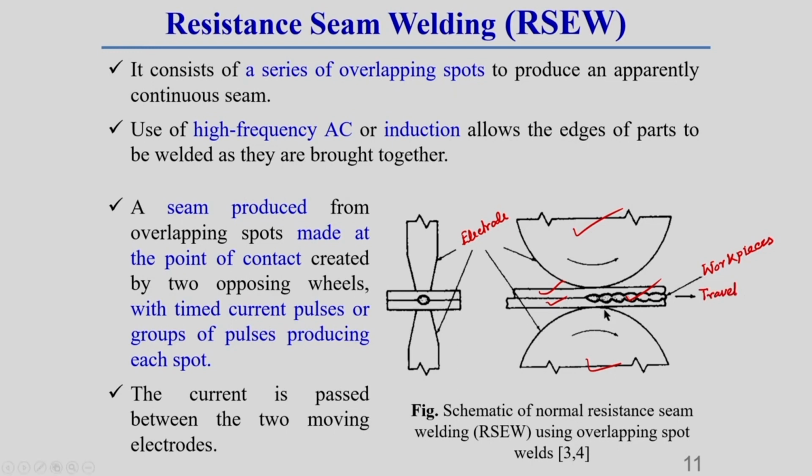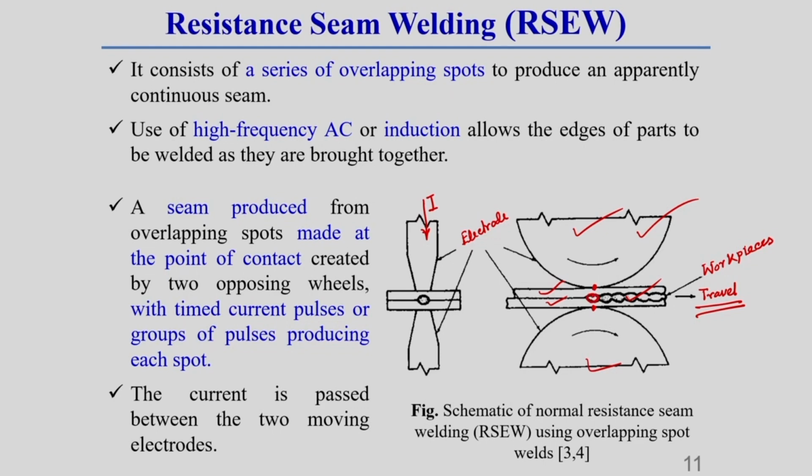So, this workpiece generally travels in between these roller electrodes. Through these roller electrodes, current is passing. Once the current is passing and the roller rolls due to the movement of the workpiece, whatever point comes into close contact with the two electrode tips, at that location, due to resistance heating at the interface of the two workpieces, a spot type of joint is created.